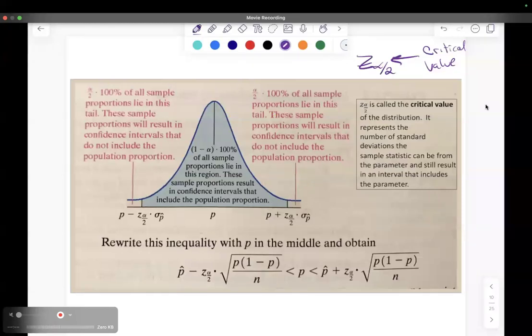It's called the critical values. The critical values are the edges of my confidence interval. So when they ask you for a critical value, they want that z-score. And it represents the number of standard deviations we can be from the mean and still be within my confidence interval. It's going to make more sense once we math it out. It's always easier once we have the numbers there.